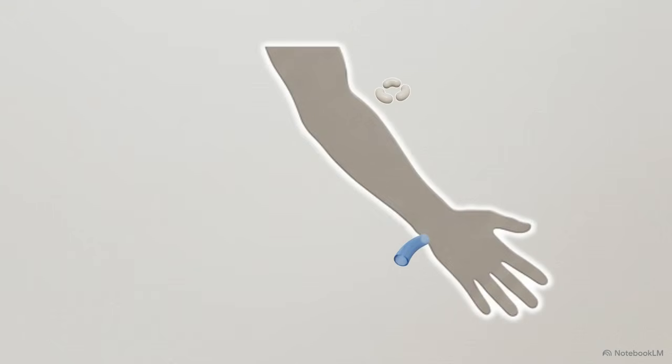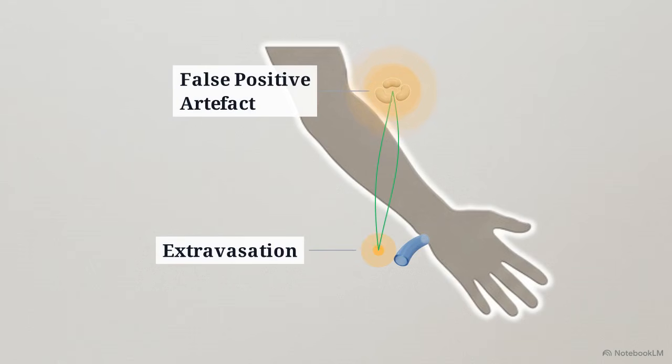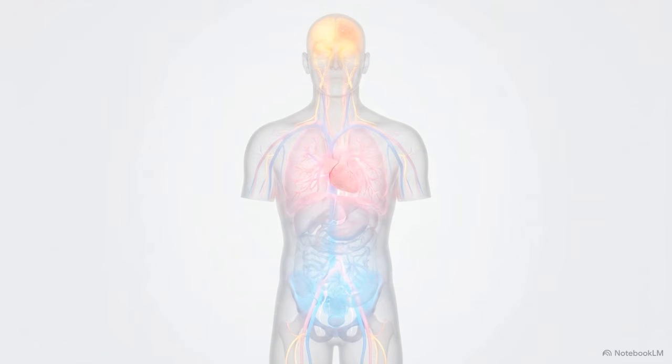Look at this anatomical map. If tracer leaks outside the vein, we get extravasation. The leaked fluid is absorbed by the lymphatic system and transported upward. The tracer pools in the axilla, presenting as false positive lymph node activity mimicking metastatic spread. Once the tracer successfully enters general circulation, it naturally settles into predictable physiological sinks across the body.